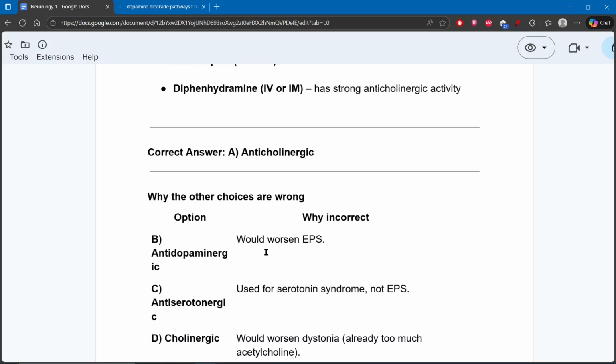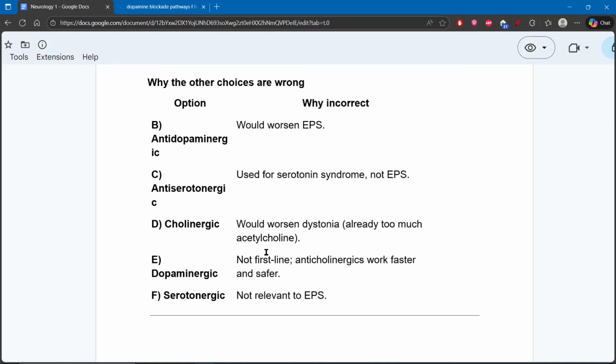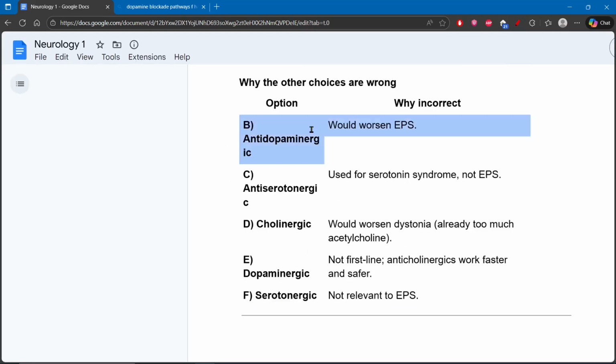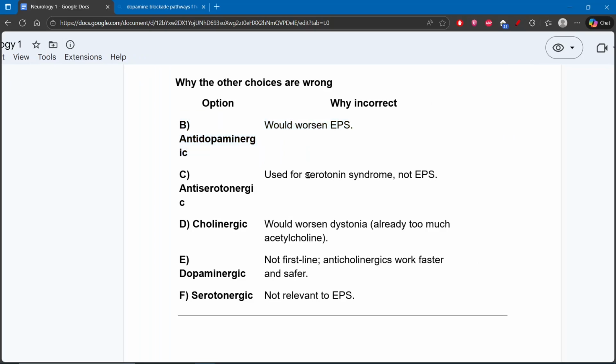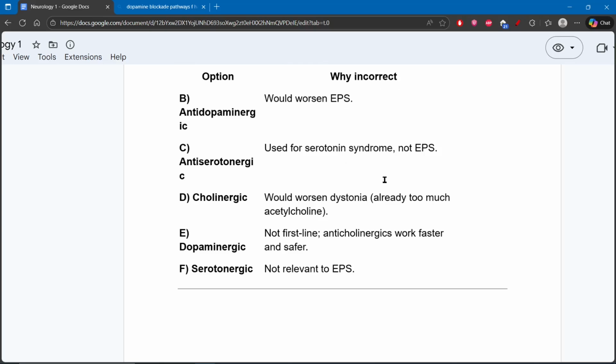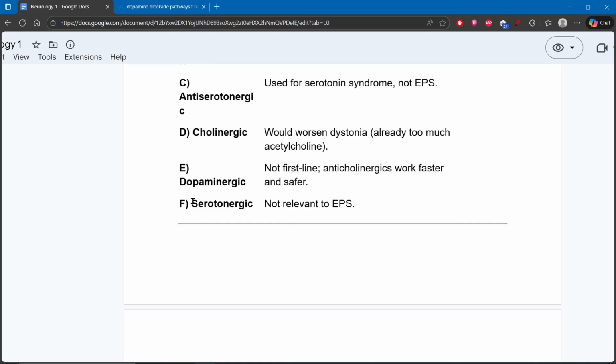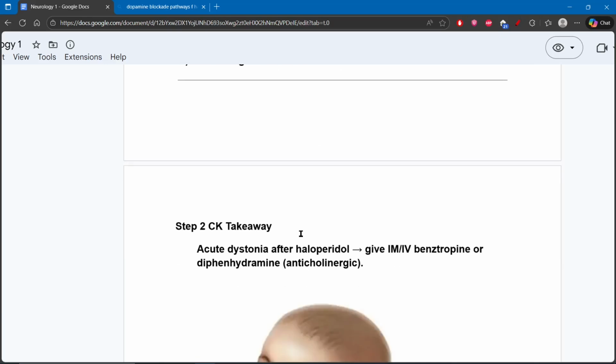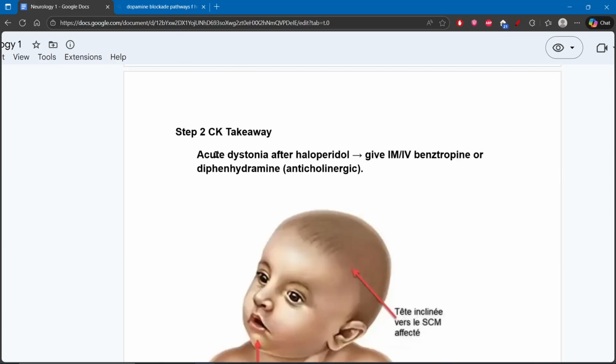And why are the other choices wrong? Because antidopamines would worsen the EPS, and anticholinergics are used for serotonin syndrome, not for the extrapyramidal symptoms. Cholinergics would also worsen dystonia. Dopaminergics are not really first line because they don't directly target the muscle. And serotonergics obviously are not related to the extrapyramidal symptoms. So for acute dystonia after haloperidol, give IM or IV benztropine.